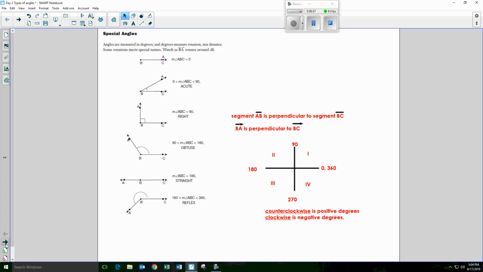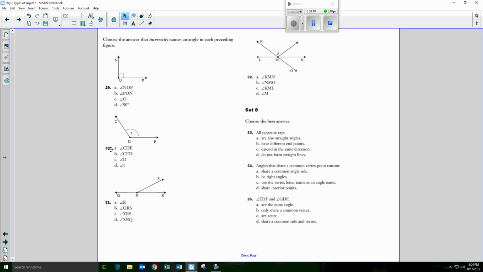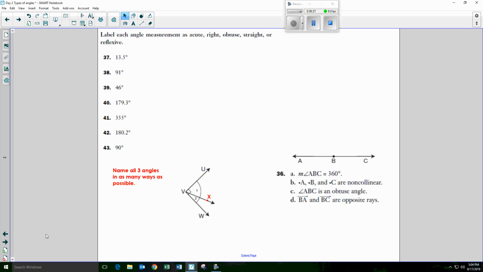All right, next page. Here we have review of what we just did on that last page, vocab-wise, and naming angles correctly. So go ahead and go through that. We'll do it in class. You go ahead and take your time and go through it right now, so you'll be familiar with it when we do it in class. All right, same thing here.